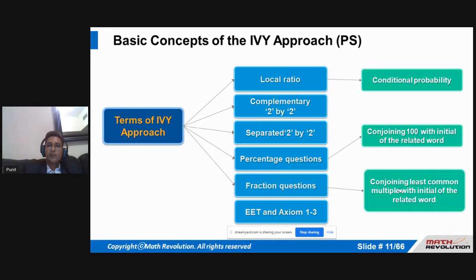Now let's go ahead. There is one more, which is EET and Axiom 1, 2, 3. So we'll be starting with Axiom 1, 2, and 3, and then we have one more axiom to follow through. So EET is each together. Container A, container B mixed into container C, so that becomes each together. Boys, girls, and class, so that becomes each together. Solving such questions is a bit tricky, and it will definitely take a lot of time if you go through the conventional approach.